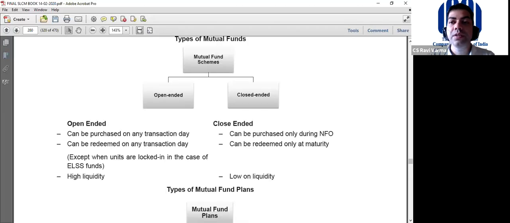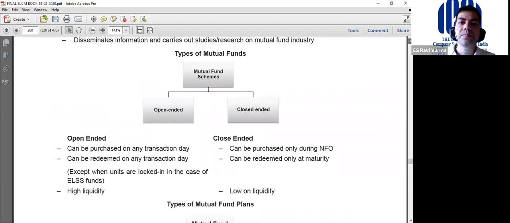Now I will take you to the types of mutual fund. In mutual funds, we always say there are two types of scheme: one is open-ended, one is closed-ended. What is the difference? Open-ended is like a floating kind of fund, where you can invest any day and you can make a payment any day.